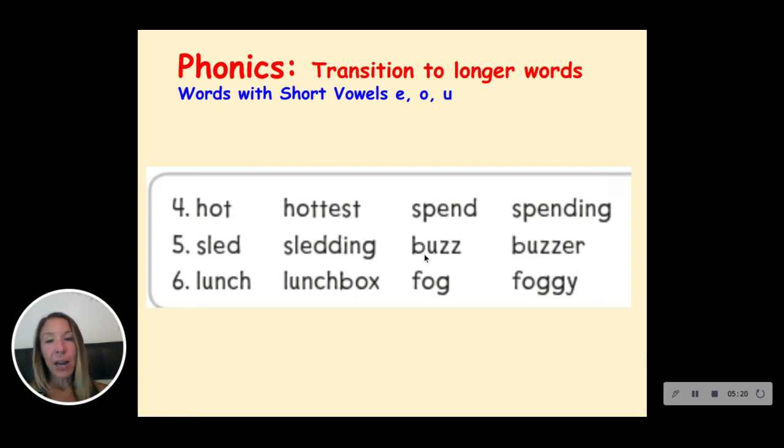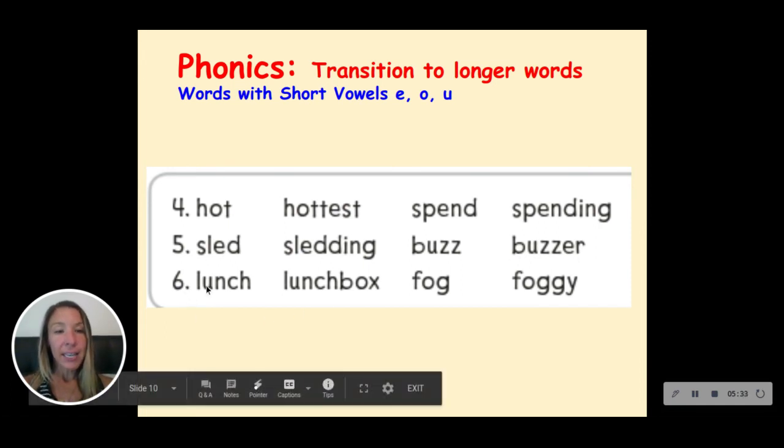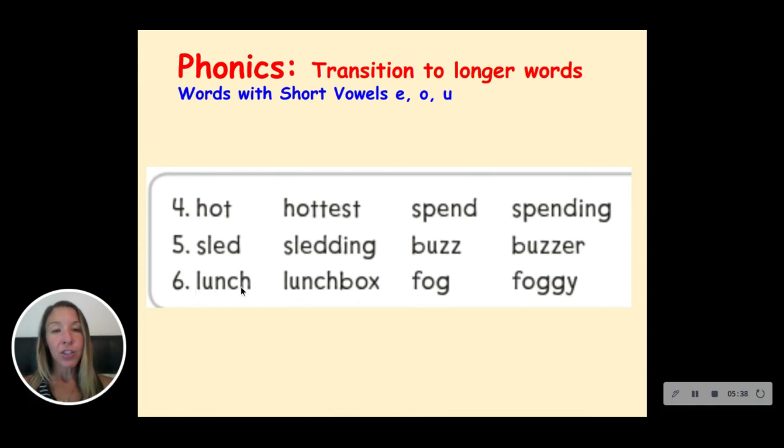Okay, here, let's sound it out. B-uzz, buzz. Here we see there's an ending, er, which makes a sound. So we say buzz-er, buzzer. Let's look at line 6. Lunch, lunch. Here we see that we have a compound word. We have two words put together. So we see lunch, but we also see a second word, box, box. Put it together, lunch, box.